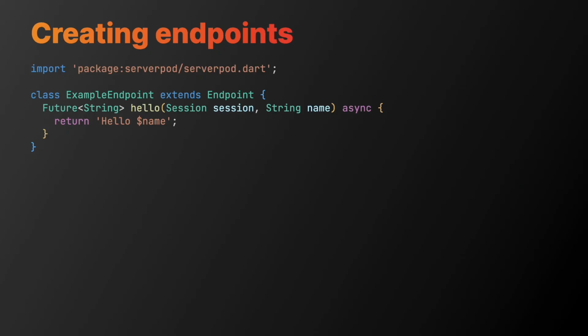other Serverpod features. This is an example of an endpoint called example. It's good practice to include the endpoint suffix in the name of your endpoint, but the code generator will remove it, and you will refer to the endpoint as just example. The endpoint contains a single method called hello. Note that it returns a typed future and that its first parameter is the session object. This will tell Serverpod that this method should be included as part of our API and in our generated code.